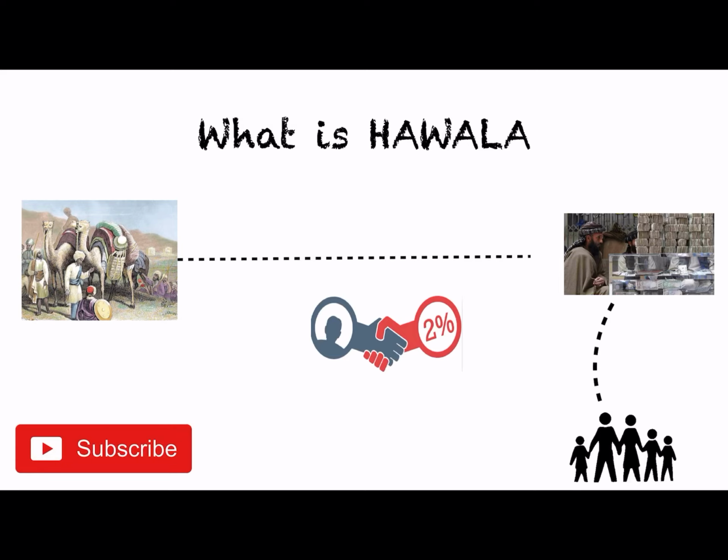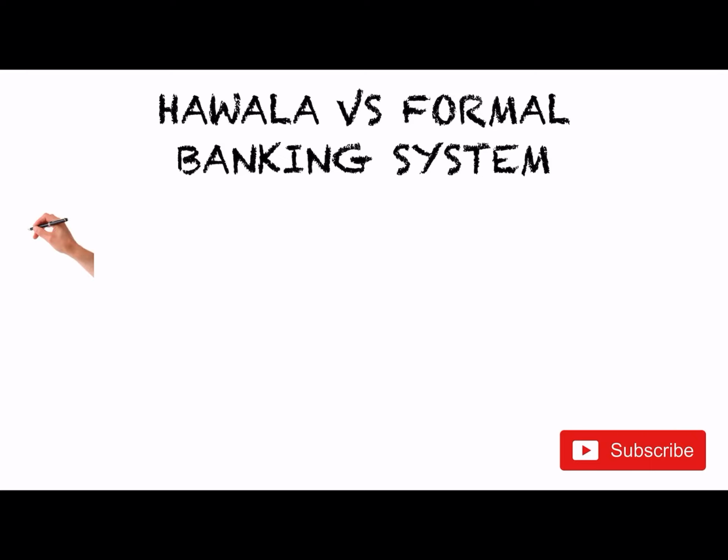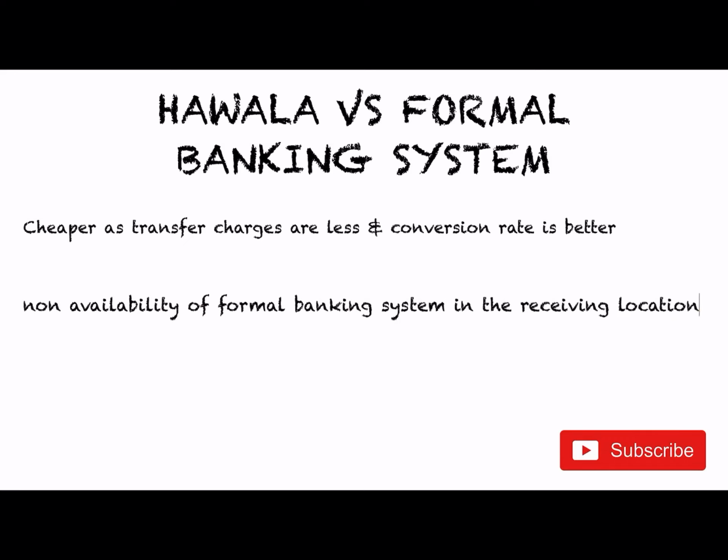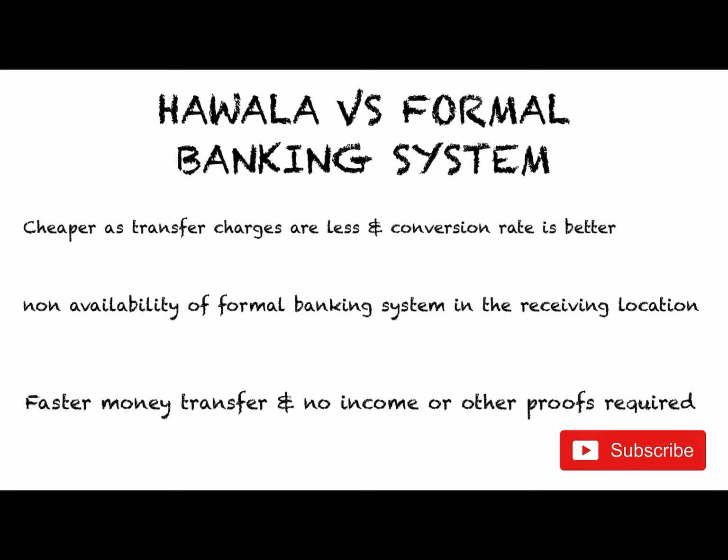Now let's understand why Hawala transactions are so attractive among immigrants and visiting workers and also among money launderers. It is one of the cheaper ways to transfer money because the transfer charges are less and the conversion rate is much better than in the formal banking system. Other reasons are non-availability of formal banking in the receiving location, faster movement of money transfer, and no income or limited income proof being required.